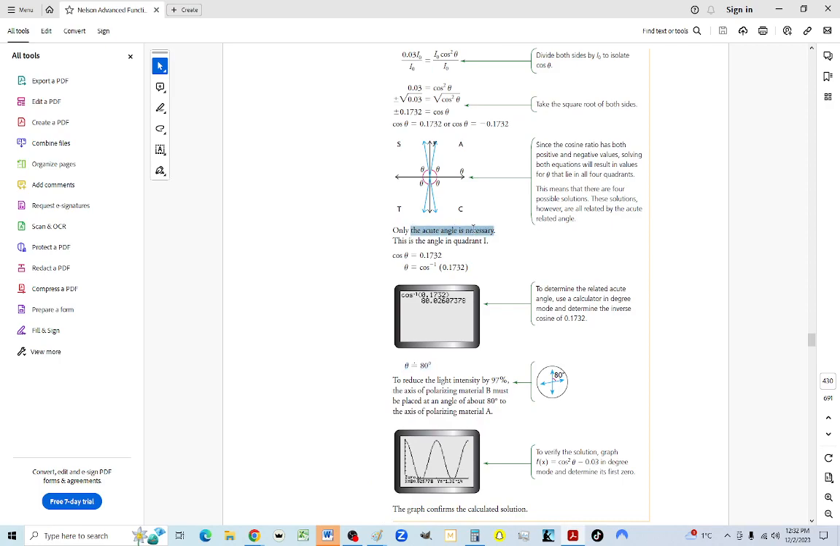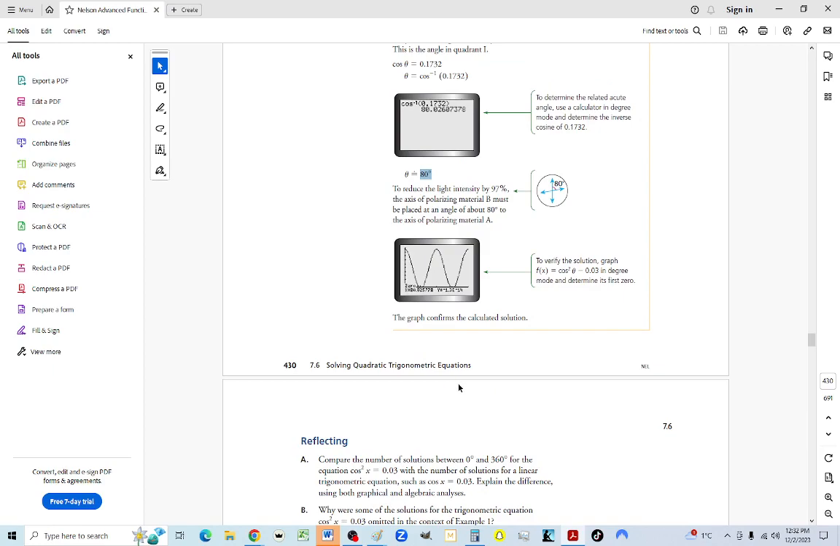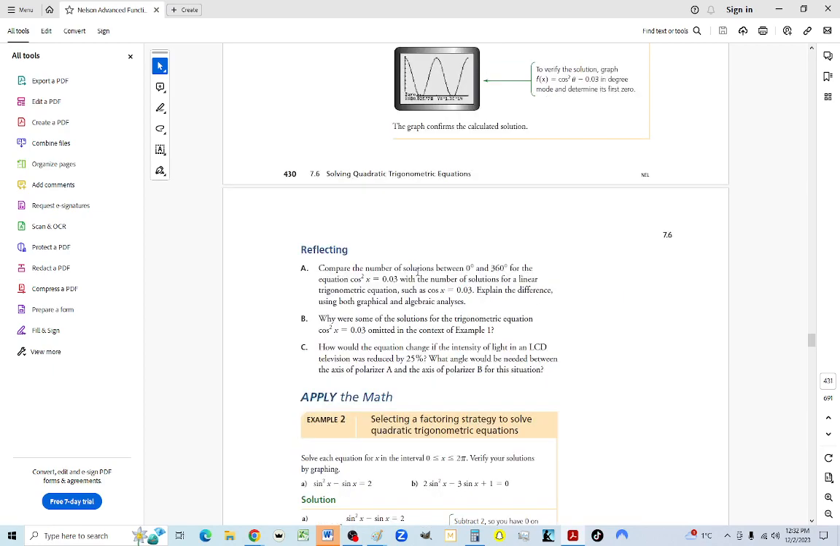Only the acute angle is necessary. I don't know why they say that. I guess they're just finding the acute angle, 80. Oh, because it has to do with the angle between polarized material. Yeah, the other 3 angles follow.